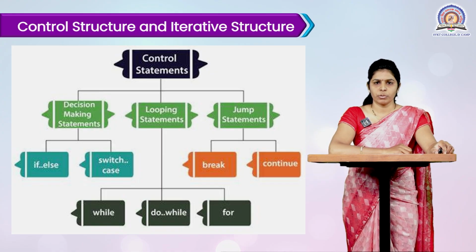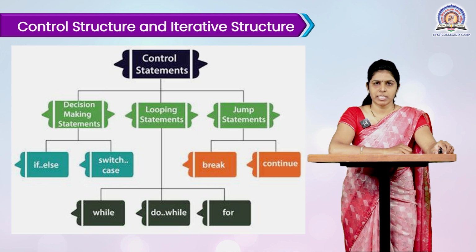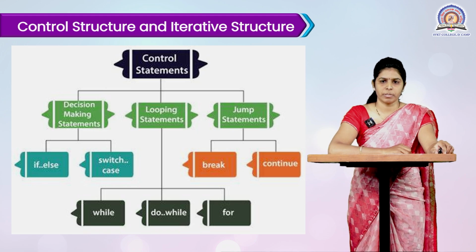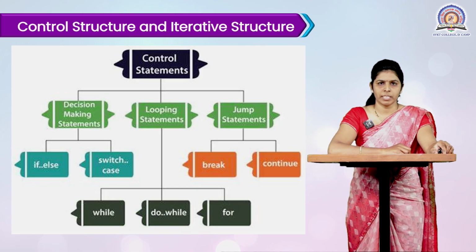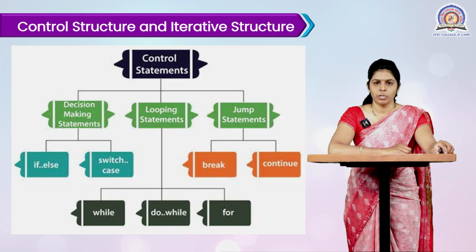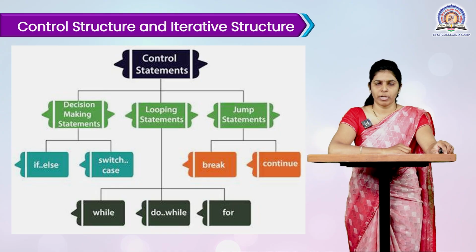First, control statements: first decision making statements, second looping statements, third jump statements. Decision making statements are of two types, if else and switch case. Looping statements are of three types, while, do while and for, and jump statements are of two types, break and continue.